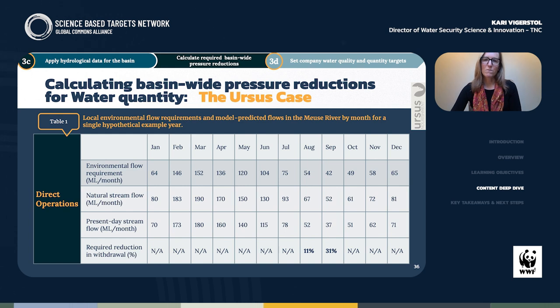As mentioned, the e-flow requirements have been specified in the locally developed model on a monthly basis. Hydrologic model results were available for river flows in the Meuse Basin, representing the natural streamflow regime and the present-day streamflow regime, and were compiled into monthly averages. The bottom row shows the required reduction percentage, and here you can see that reductions are only required for August and September.